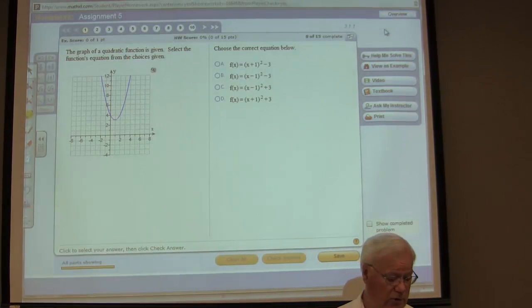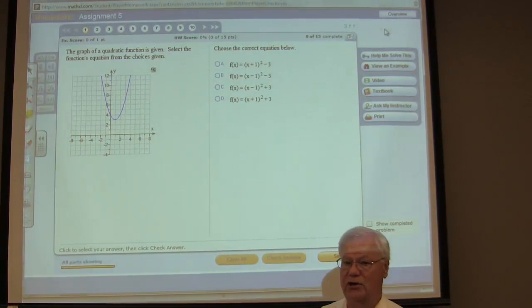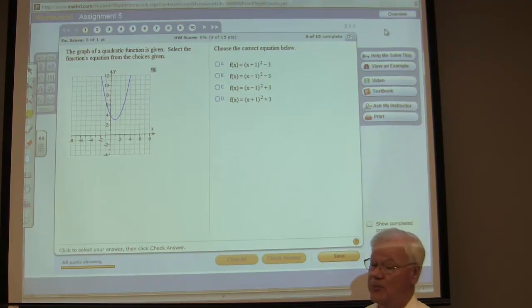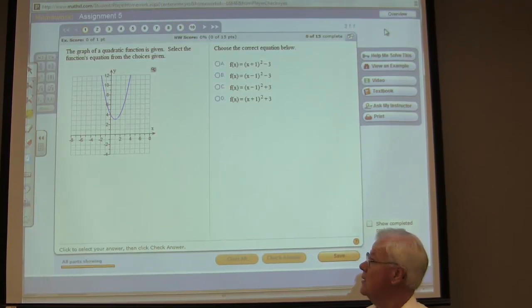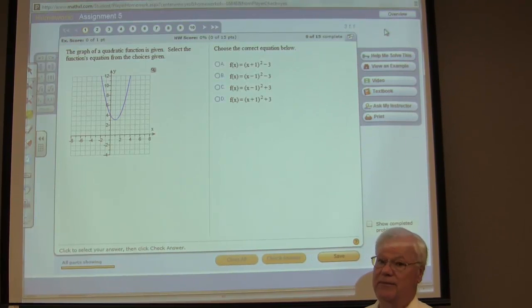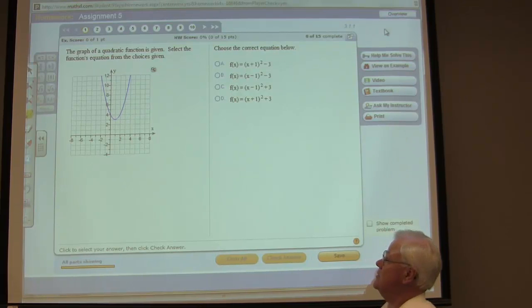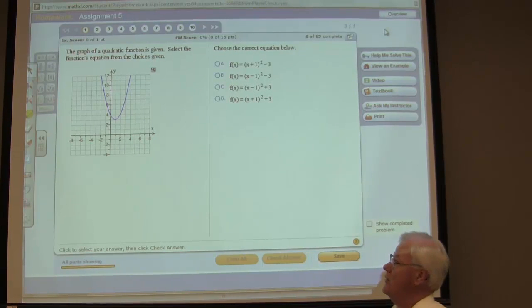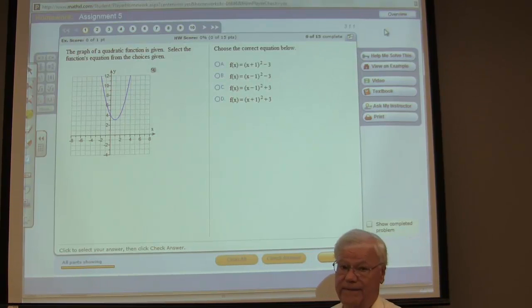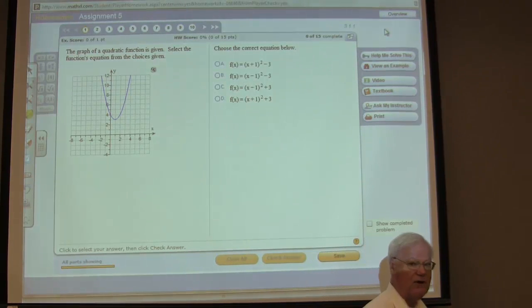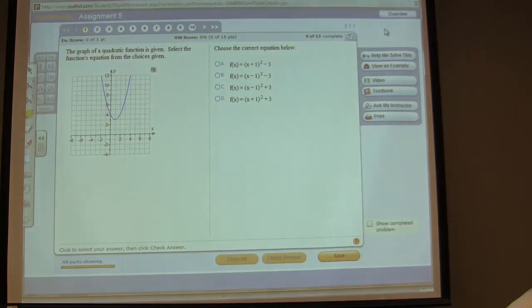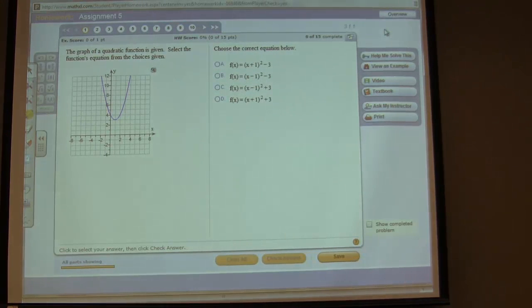In this assignment, we're going to look a little bit closer at functions, their graphs, and properties of functions. In this problem, they're asking us to identify the equation that goes along with that graph. Now that's a parabola. The standard form of the equation for a parabola looks like this.